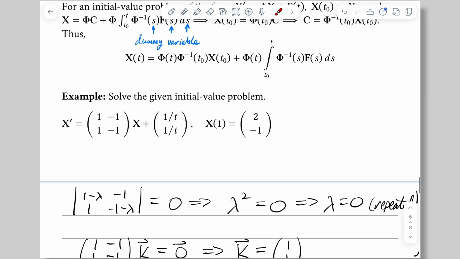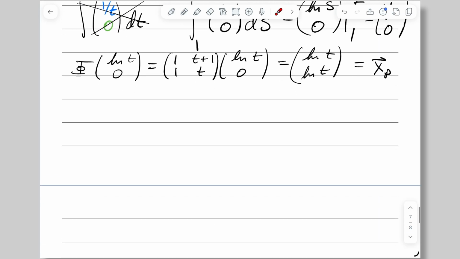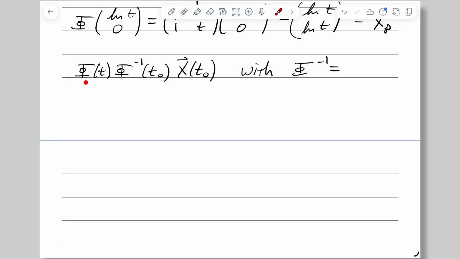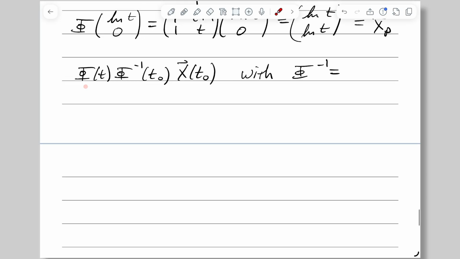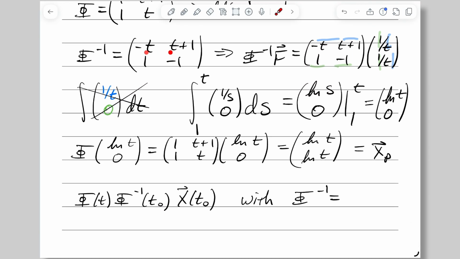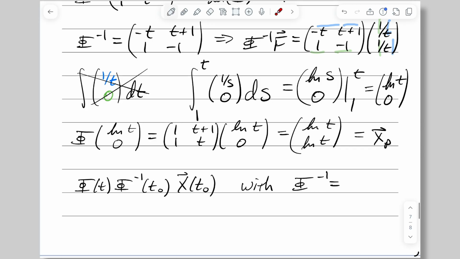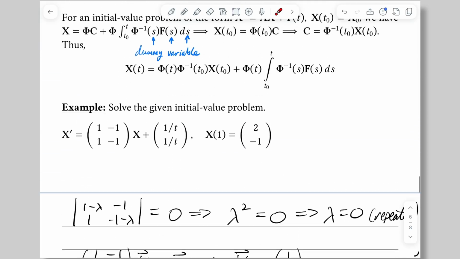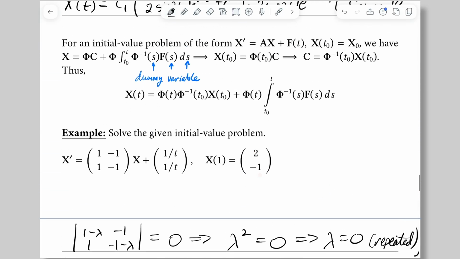For now, though, we have this phi at t times phi inverse at t naught times x at t naught. Phi at t is just letting us know we should be expecting functions of t in there. Phi inverse at t naught, well, we found phi inverse somewhere along the way here. It was negative t, t plus 1, 1, negative 1. And remember that t naught is 1. So phi inverse at 1 is negative 1, 2, 1, negative 1. x of 1 was given to be 2, negative 1.